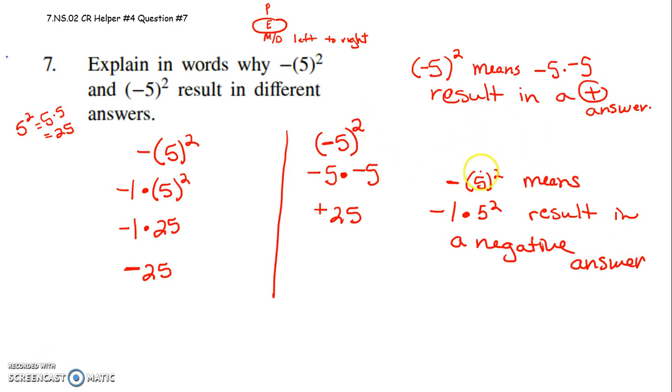Now you need to do a much nicer write-up than I did, but that's the gist of it. If you have a negative outside the parentheses, it really represents negative 1 times what you got going on there. If the negative is in the parentheses, it means negative 5 times negative 5.